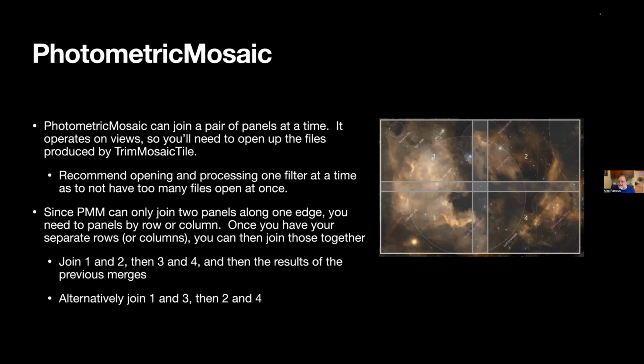Yeah, I already covered most of this. Oh, again, rows or columns. One thing I tend to do, in terms of whether to do rows first and then merge those together, is merge panels along their long edge. In this case, I would do panels 1 and 3 and make a column, then make a column out of 2 and 4, and then merge those two together.